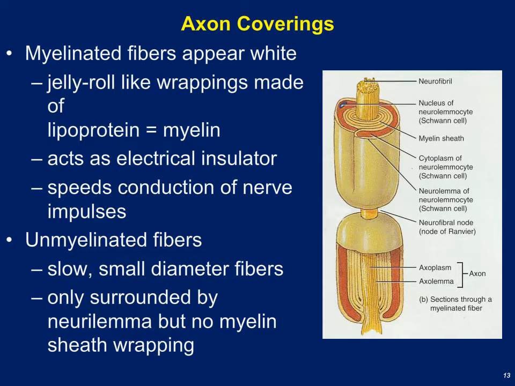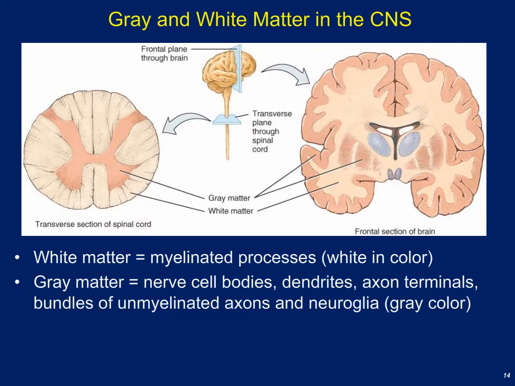We do have some unmyelinated axons, however, and they tend to be slow and have very small diameter axons or fibers, and they're only surrounded by something called a neurolemma, but they don't have a myelin sheath. And because they don't have a myelin sheath, their nerve impulses tend to be fairly slow. Remember, we find myelin both within the central nervous system and also within the peripheral nervous system. In the peripheral nervous system, the myelin is generated by our Schwann cells, whereas in the central nervous system, the myelin is generated by our oligodendrocytes.